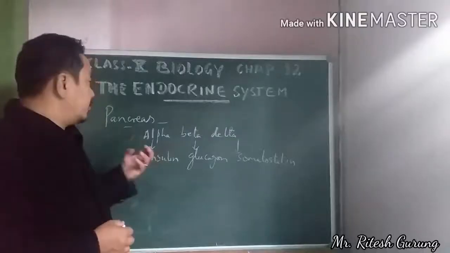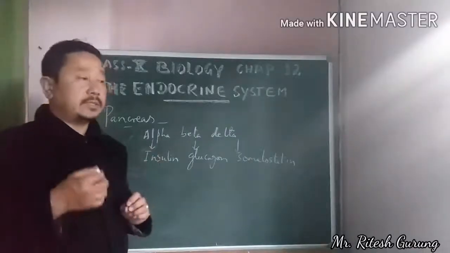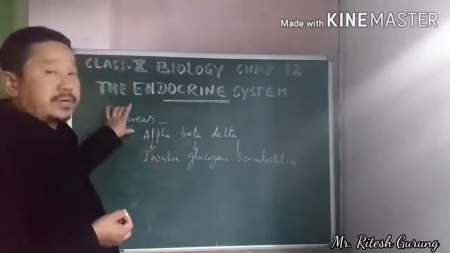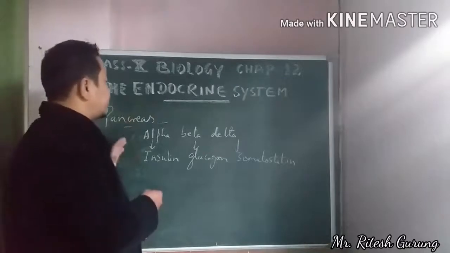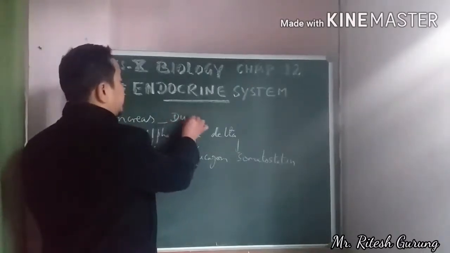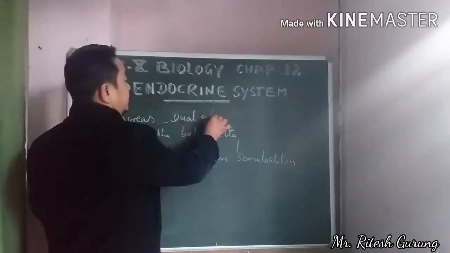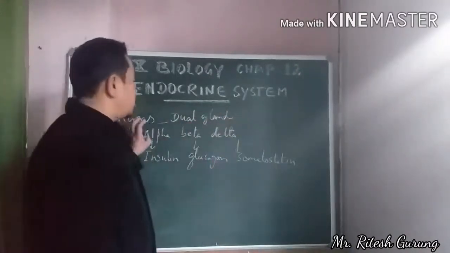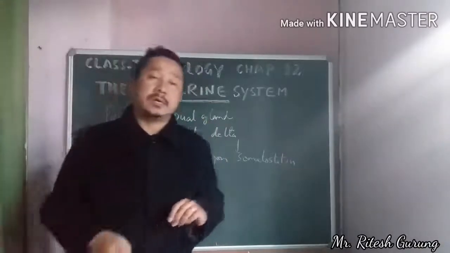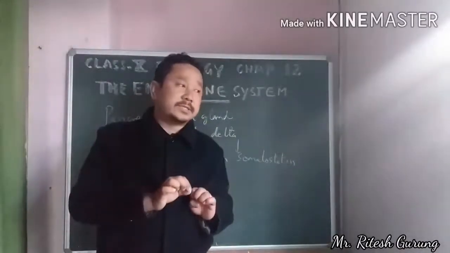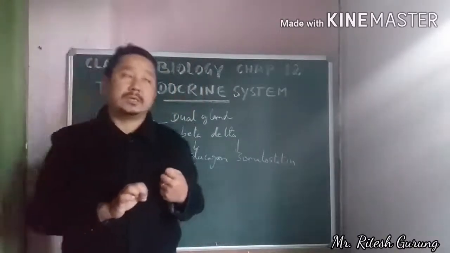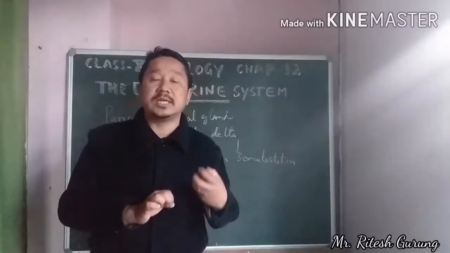Now the next gland that we are going to talk about is the pancreas. The pancreas is called a dual gland. Why? Because this pancreas contains a cluster of cells which is considered to be a ductless gland.